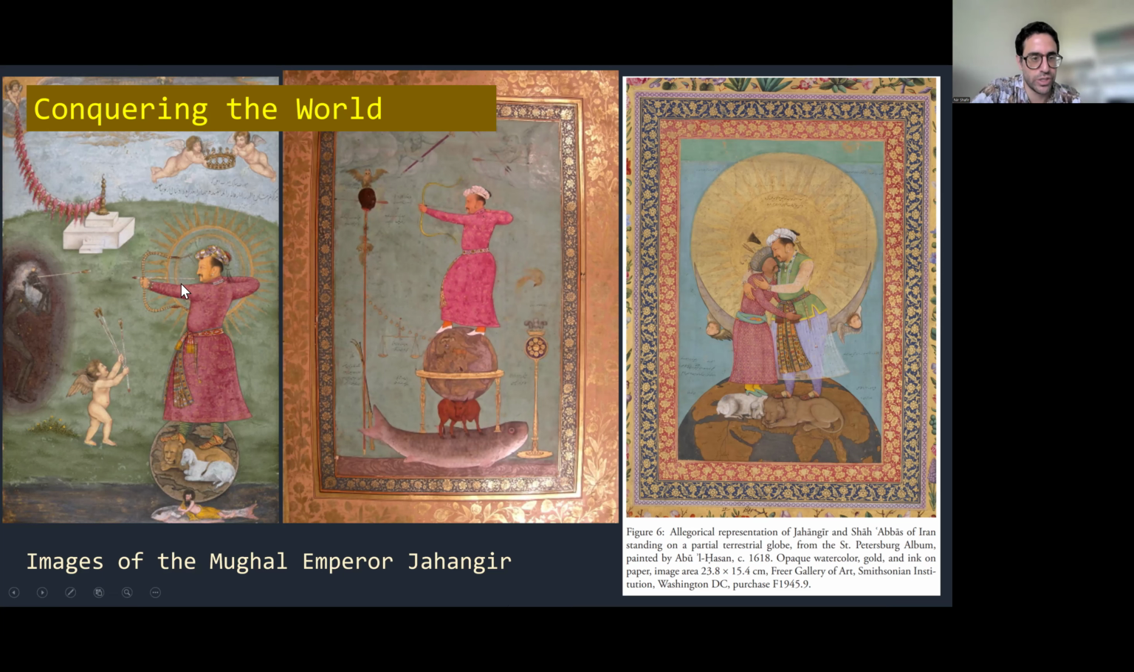Here he's shooting at different things, different evil things. Here he's shooting an arrow through the Ethiopian general in the Deccan state, I think Ahmad Nagar, that he had conquered. And here he's actually embracing the Safavid Shah in their sort of alliance.